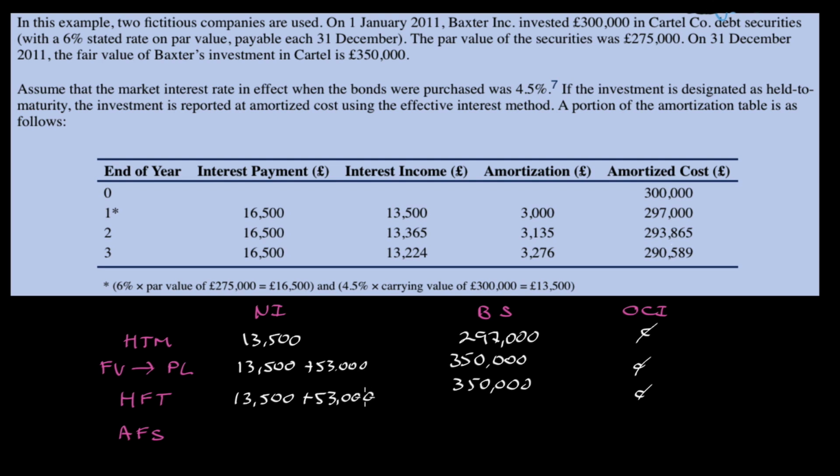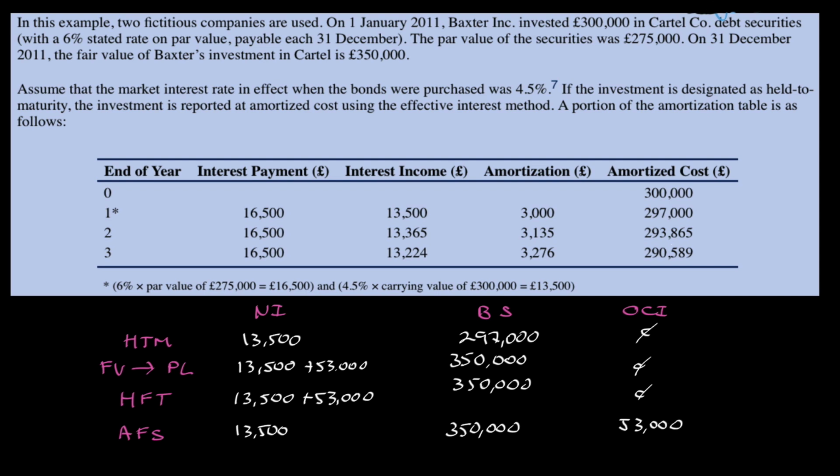There we go. Available for sale. Again, all interest goes to the income statement using the effective interest rate method because we did pay a premium. Our carrying value at the end of the year is $297,000, but it's listed on the balance sheet at fair value, so it will be listed at $350,000. So $350,000 less $297,000 is a difference of $53,000. All unrealized gains stay in OCI at that point.